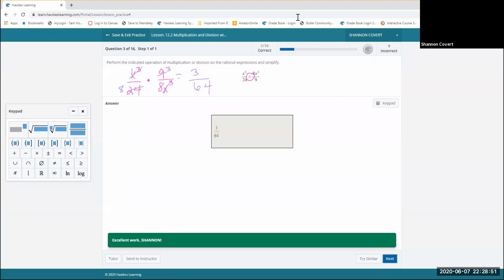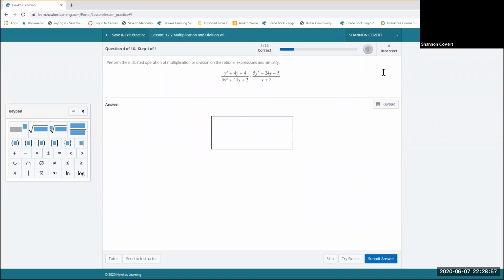All right. Let's see what the next one gives me. All right, let's just jump right into a problem that's going to take a lot of factoring. So perform the indicated operation of multiplication or division and simplify.